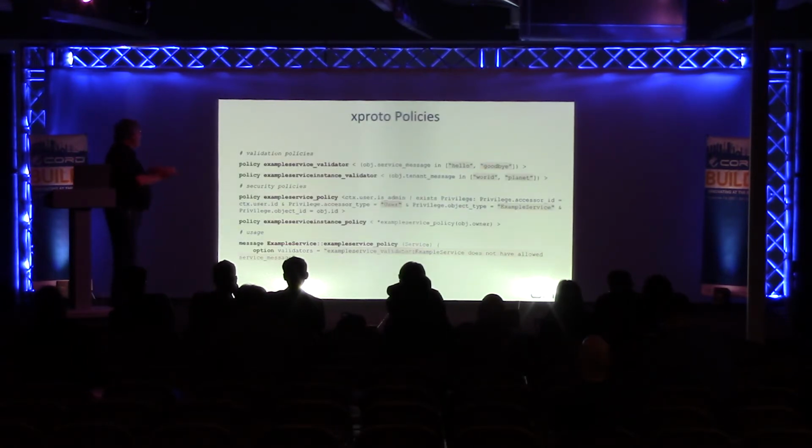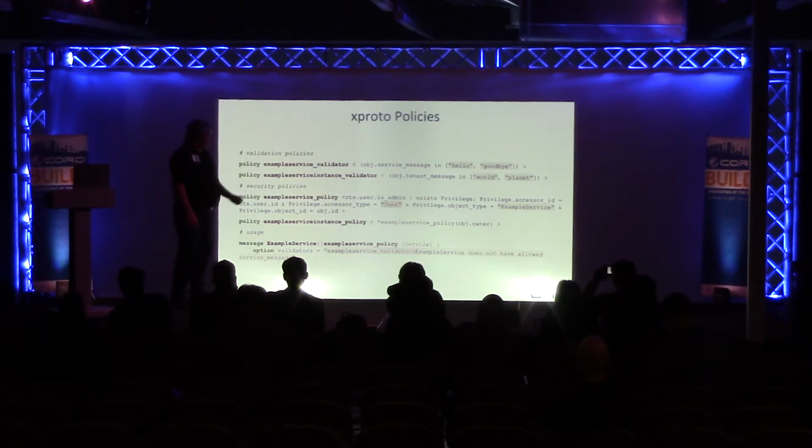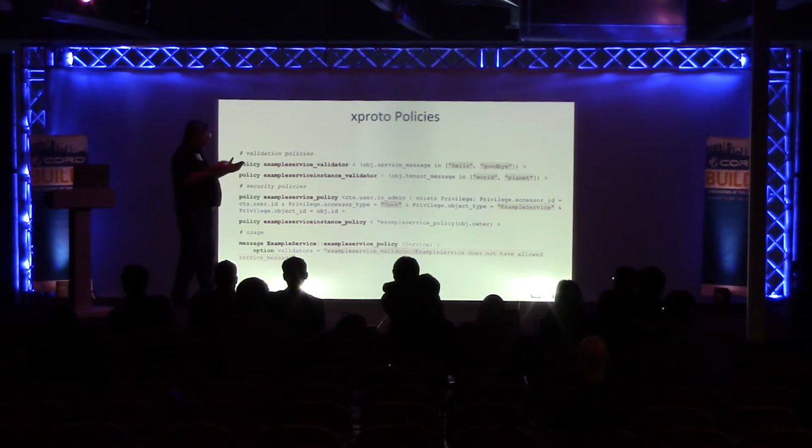I'm not going to go deeply into the syntax on these ExProto policies. I just wanted to illustrate a couple of them. So I've put in a couple of validation policies. They start out with a policy keyword, then we give them a name, and then inside of the angle brackets, we spell out what the policy is. So the first one of these was intended to limit service messages to either hello or goodbye. And the second one is intended to limit tenant messages in the service instance, either world or planet. Just a toy example.